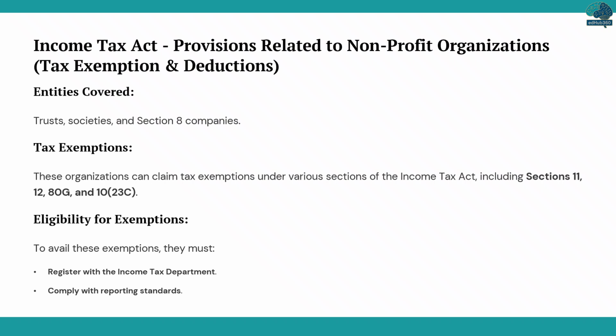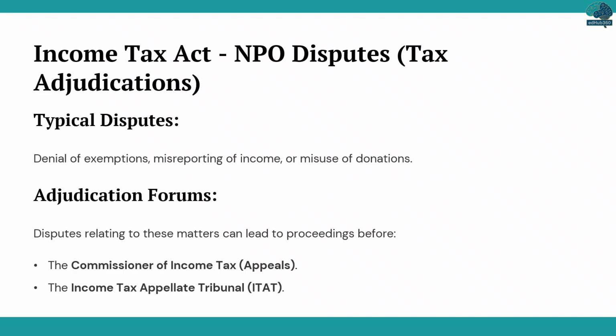Finally, disputes concerning these non-profit organizations under the Income Tax Act often involve the denial of exemptions, misreporting of income, or misuse of donations. Such tax adjudications can lead to proceedings before the Commissioner of Income Tax Appeals, or CITA, and further to the Income Tax Appellate Tribunal, or ITAT.